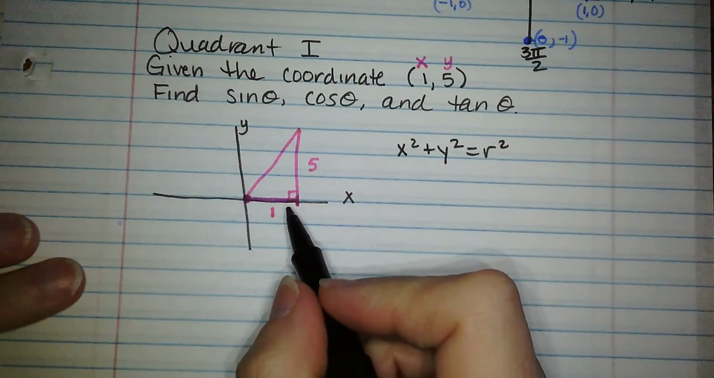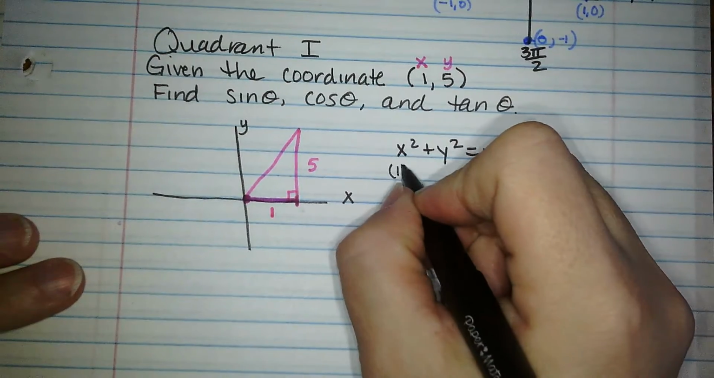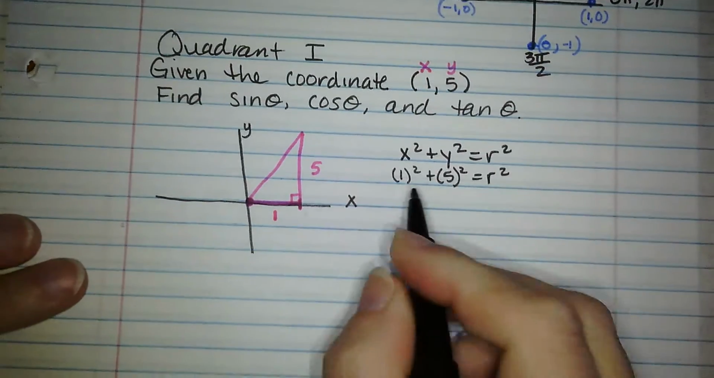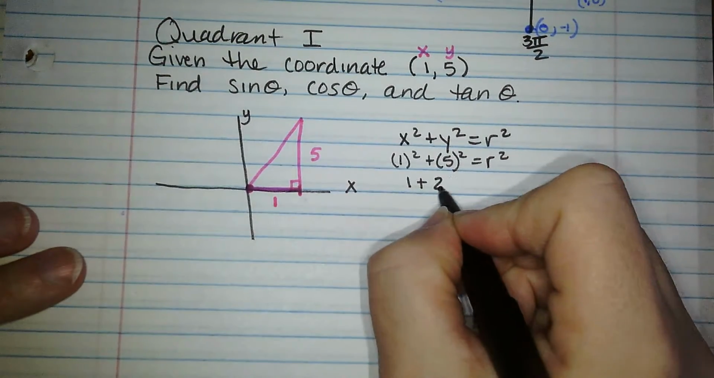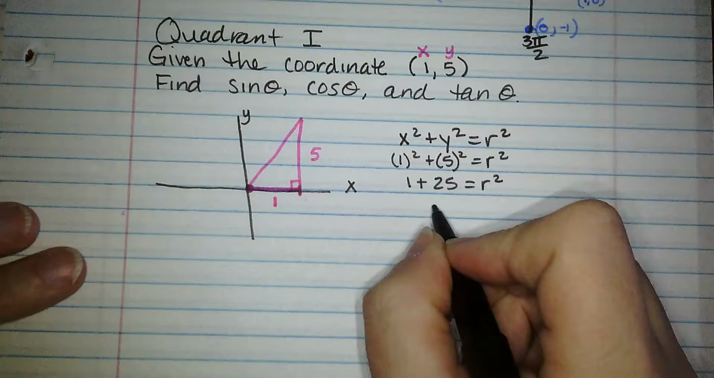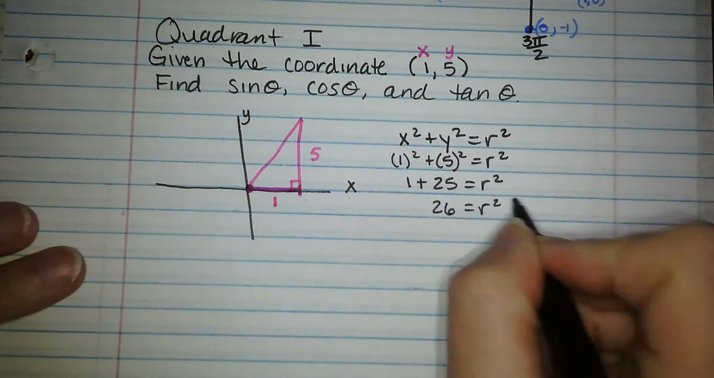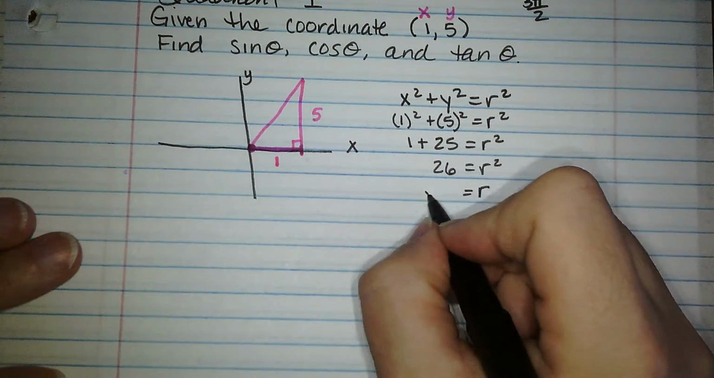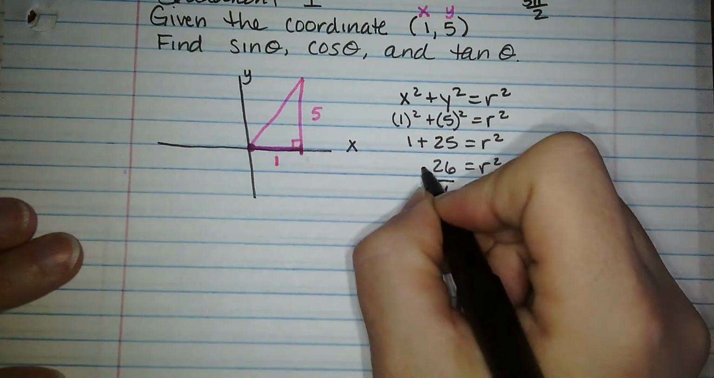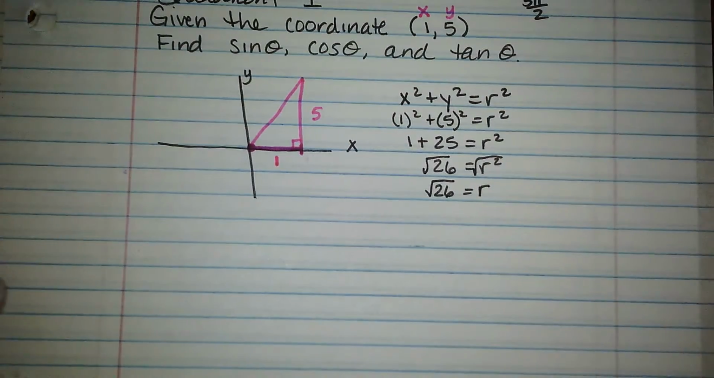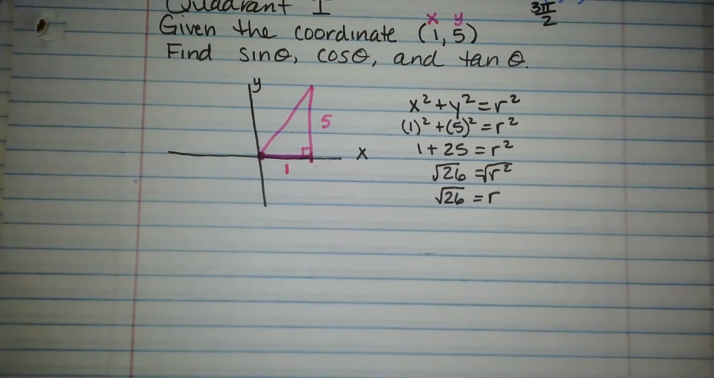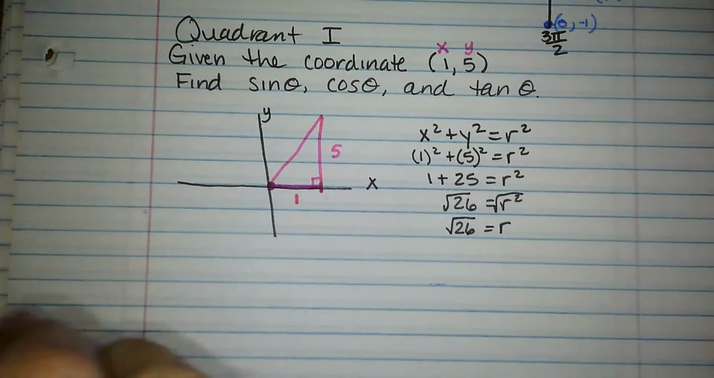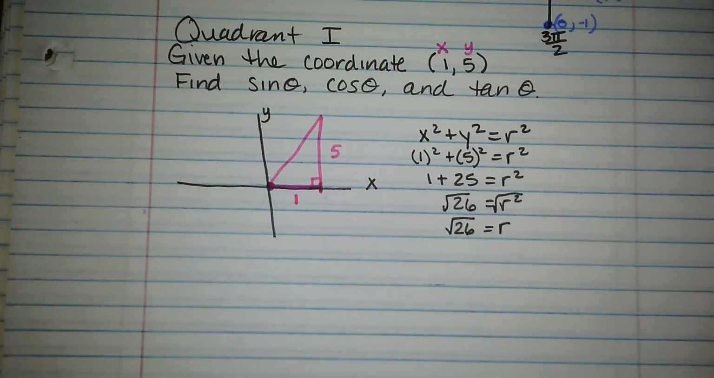So our x distance is 1, and our y distance is 5. And 1 squared is 1, and 5 squared is 25. And that makes r squared 26. And we need to square root to get the radius by itself. Right? Square root of 26 there and there. So what that does is it tells us that our radius is the square root of 26. So that's going to go over here in my diagram. All right.